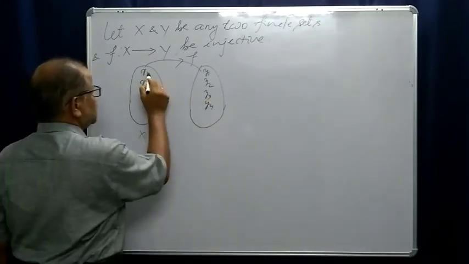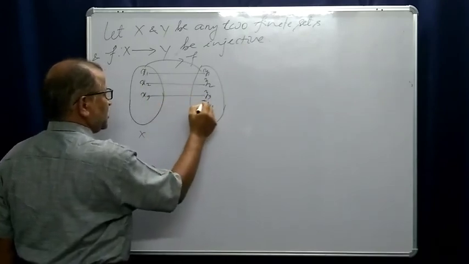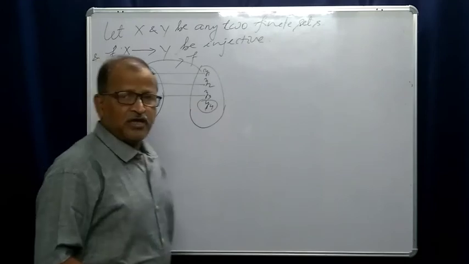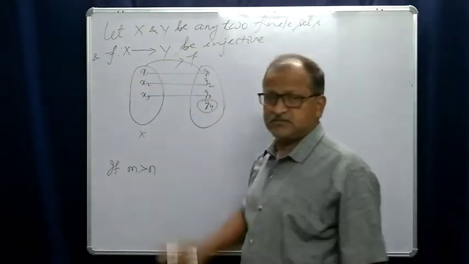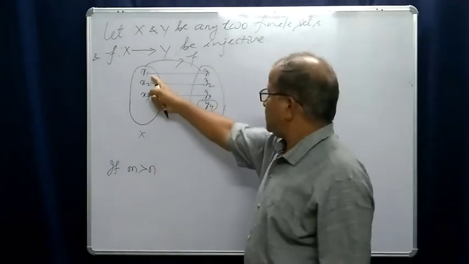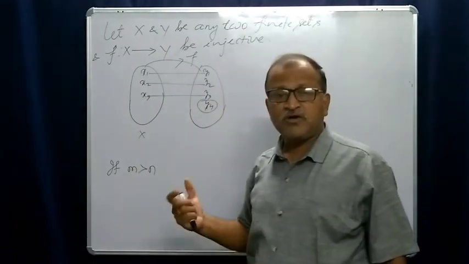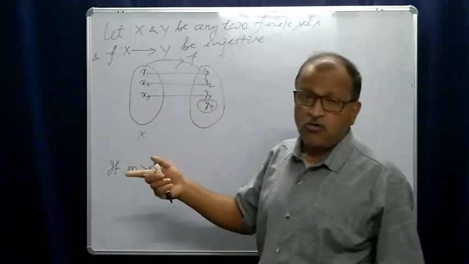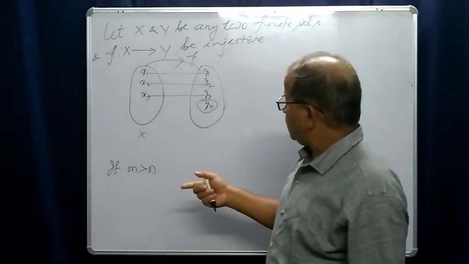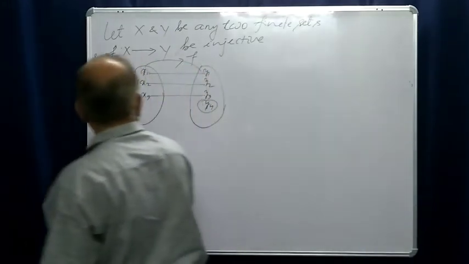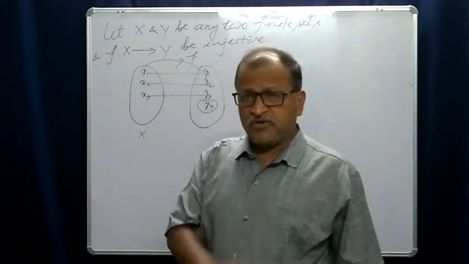If you join these, what will happen? Image of x1 is y1, x2 is y2, x3 is y3. One element will be excluded from the image set of x. But what about y4? It has no pre-image there. So an injective function can be formed.